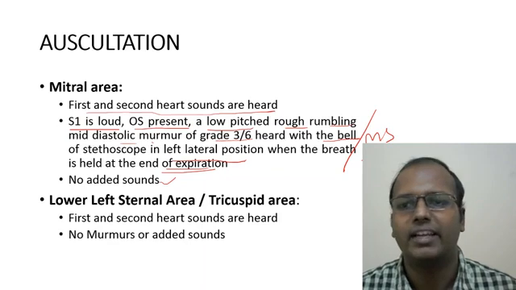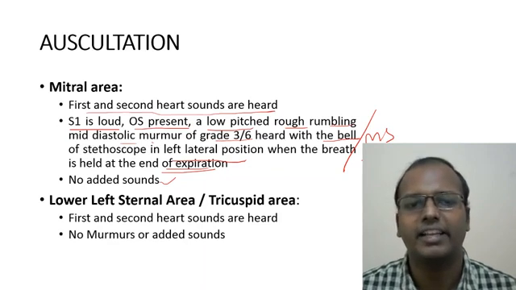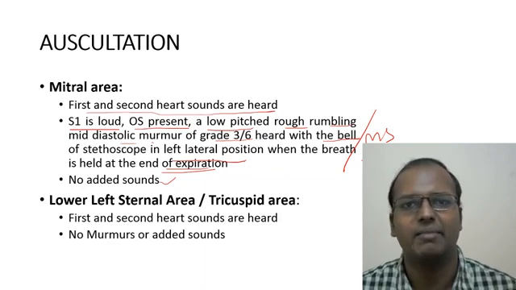Then you can go to the lower left sternal area. So that is the tricuspid area. Once again you can mention the same: first and second heart sounds heard, no murmurs or added sounds.